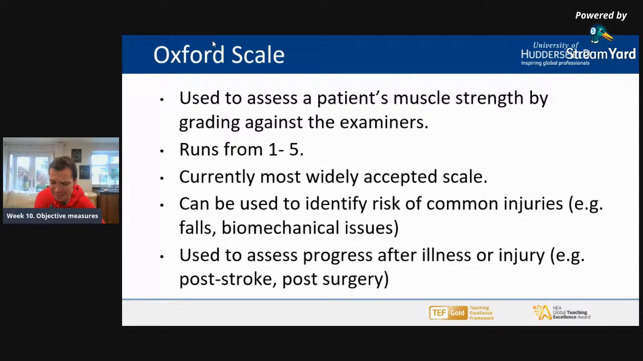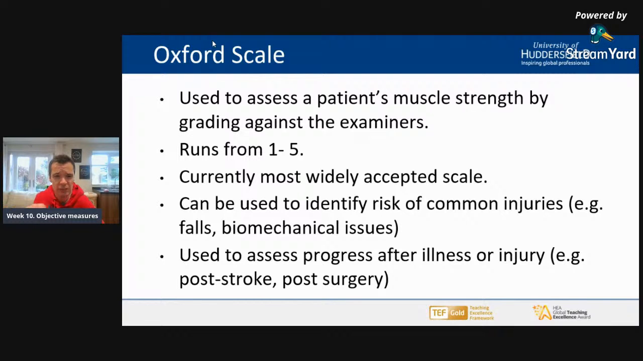And it can be used in a number of different ways. It can be used to identify any potential weakness, which will lead to increased risk of certain illnesses or injuries, say, like I've put on there, falls or certain biomechanical issues.